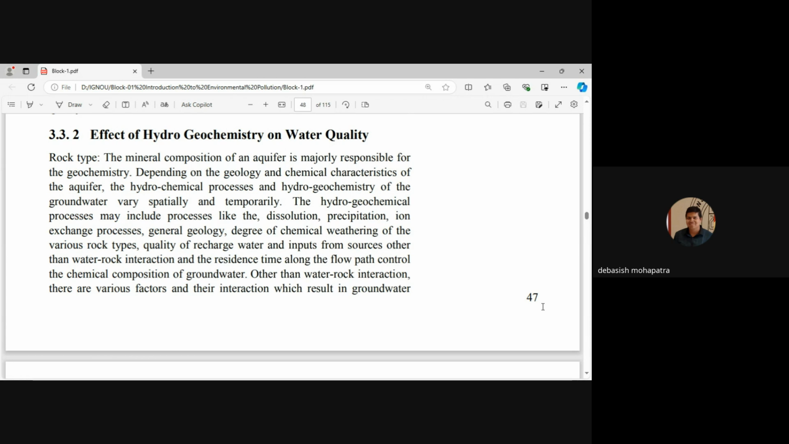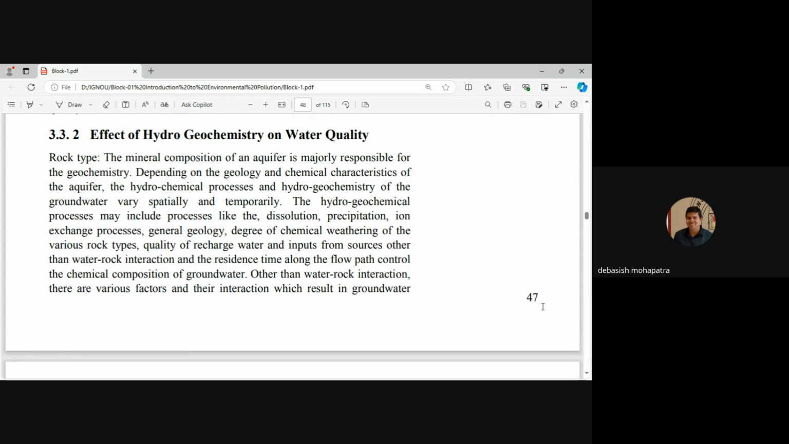Then effects of hydrogeochemistry on water quality. First is the rock type. The mineral composition of an aquifer is majorly responsible for the geochemistry. Depending on the geology and chemical characteristics of the aquifer, the hydrochemical processes and hydrogeochemistry of the groundwater vary spatially or temporally.